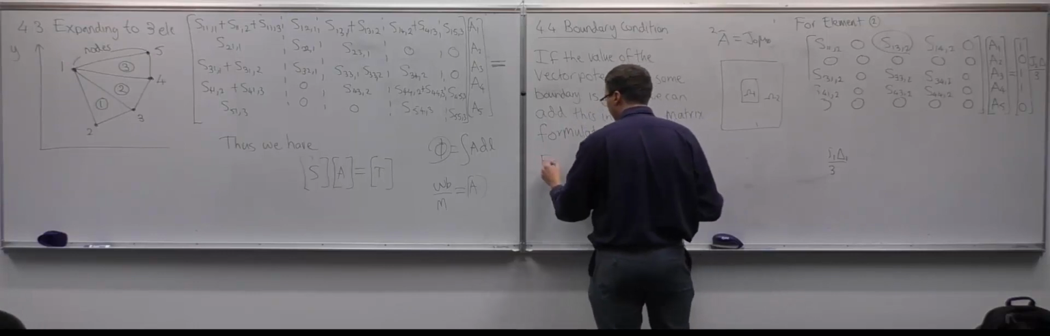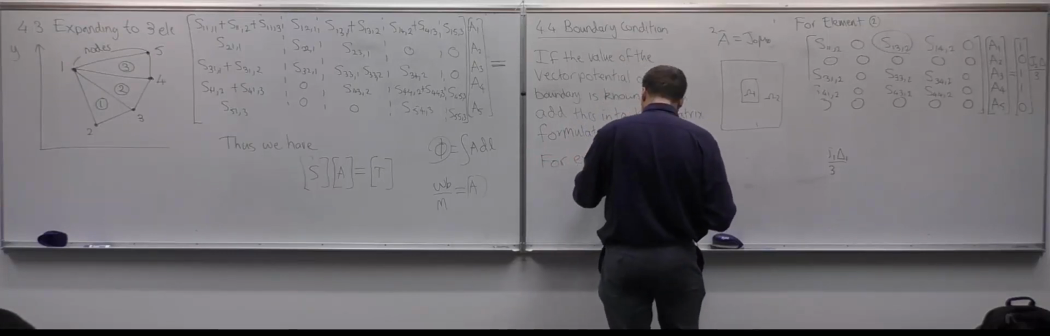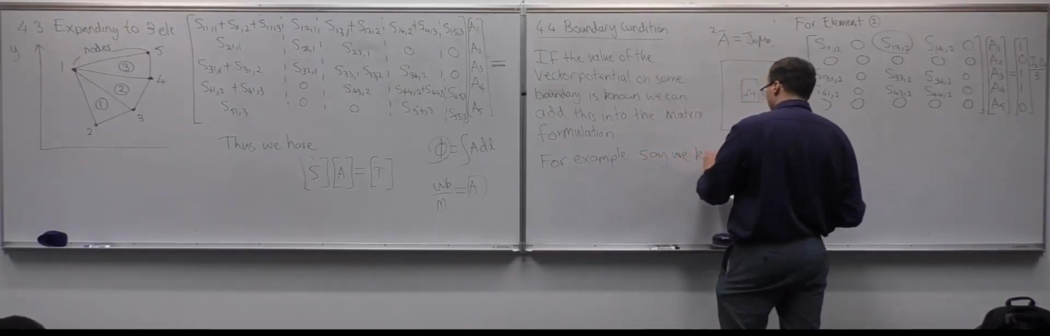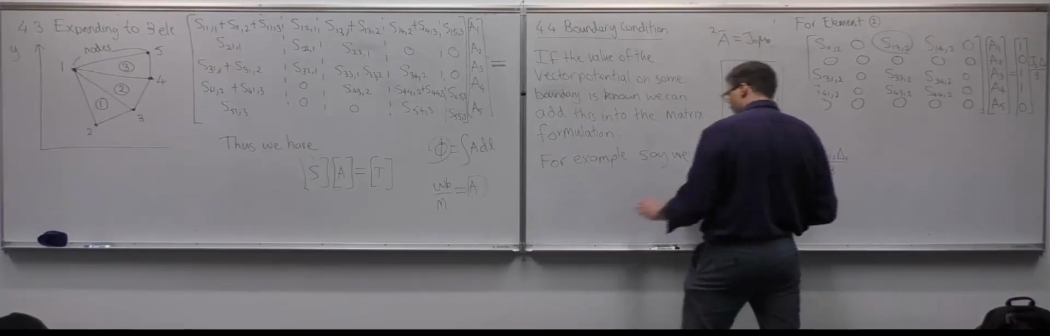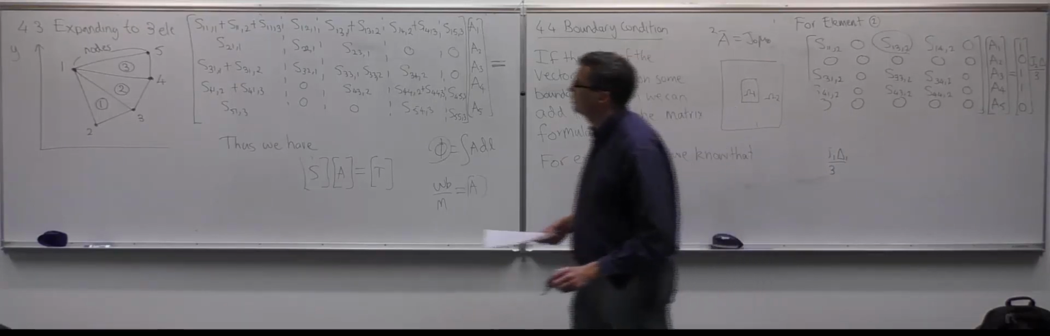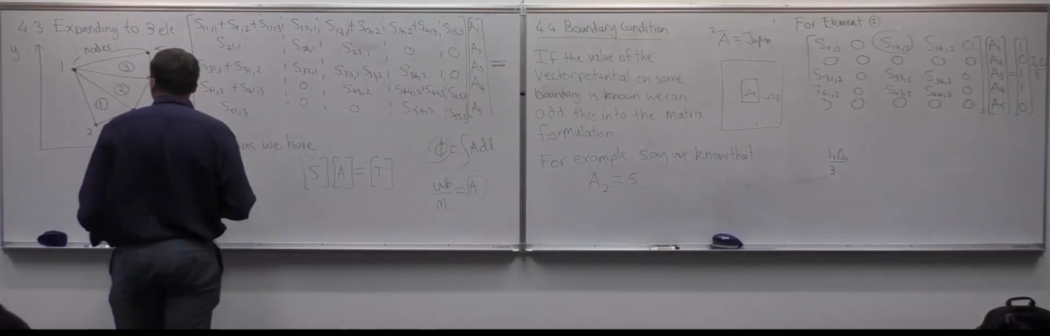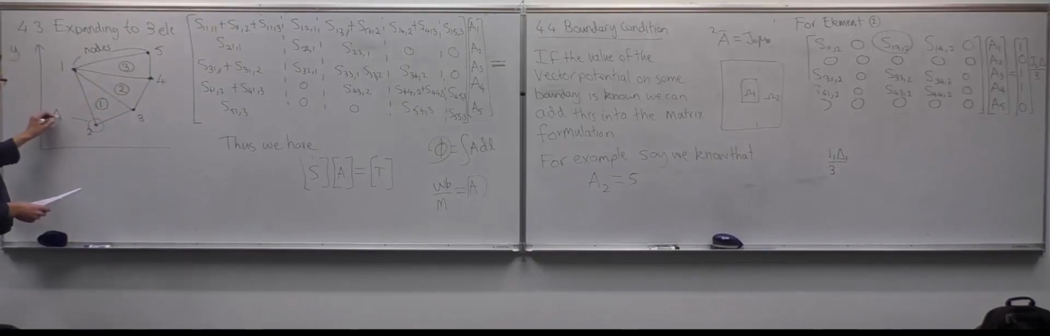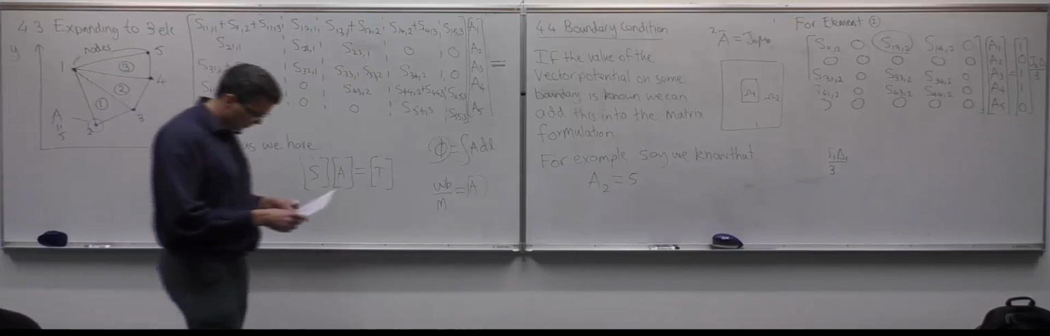For example, say we know that A2 is equal to 5. So at node 2, the magnetic vector potential is equal to 5, which would be really huge actually. It's usually in milli values. So if this was equal to 5, then what would we do?